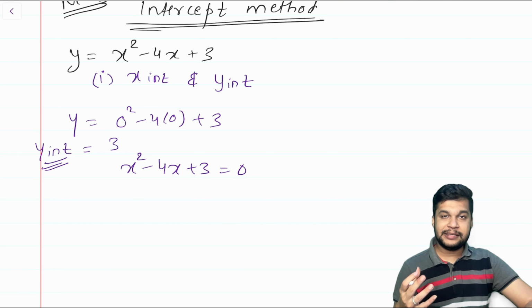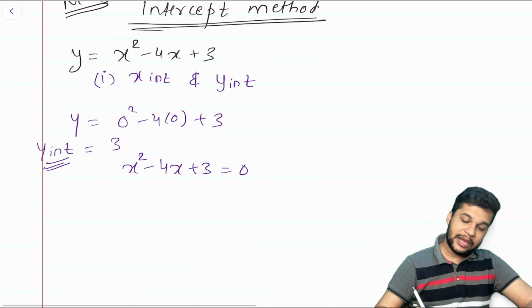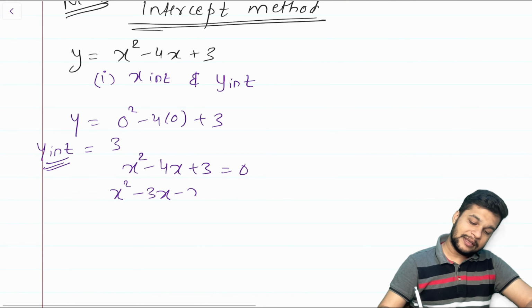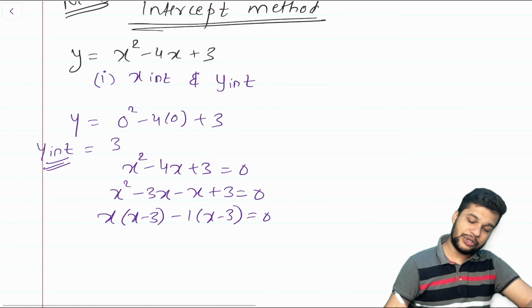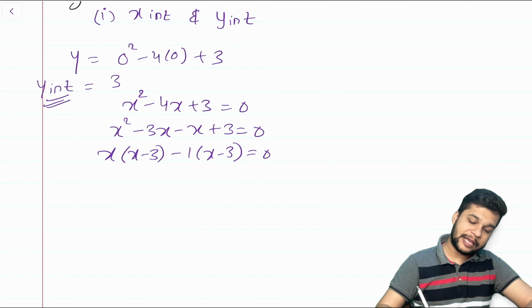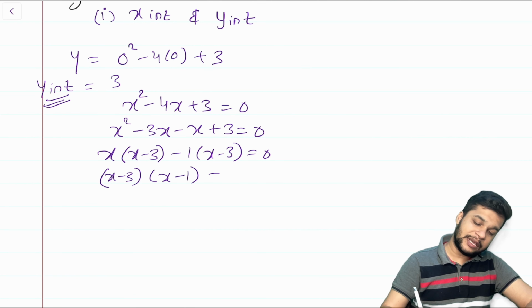So if I factorize this, if I split the middle term, it will be x squared minus 3x minus x plus 3 equals 0. So x times (x minus 3) minus 1 times (x minus 3) equals 0. From the whole expression I am taking (x minus 3) common. So it becomes (x minus 3) times (x minus 1) equals 0.